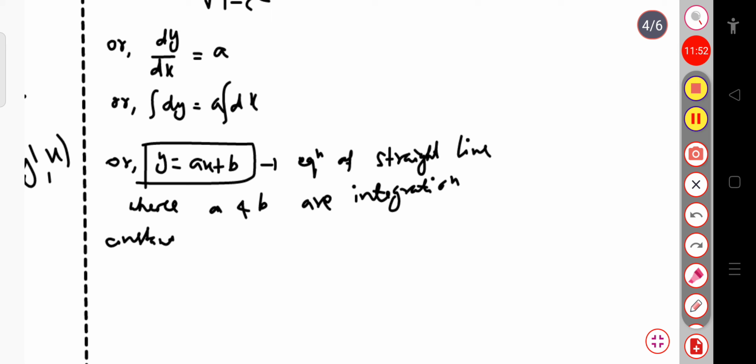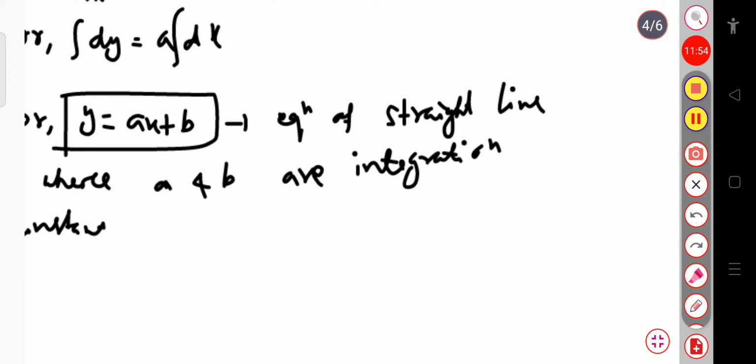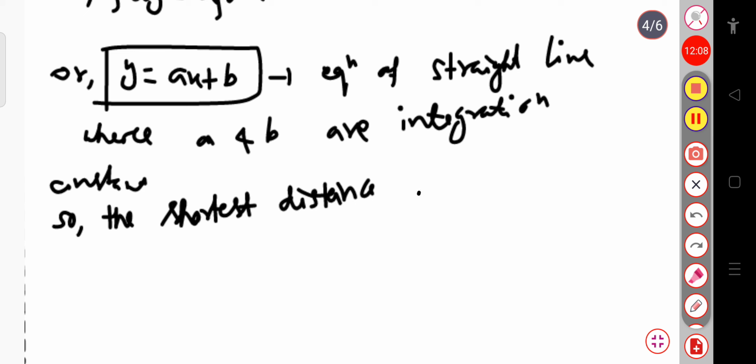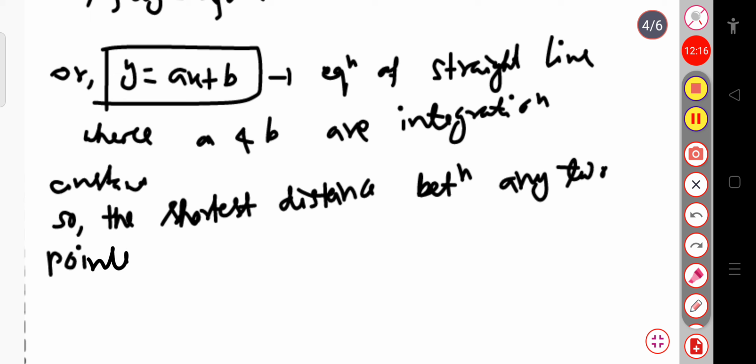Okay, so from this we can conclude that the shortest distance between any two points in a plane is a straight line. It is a straight line.